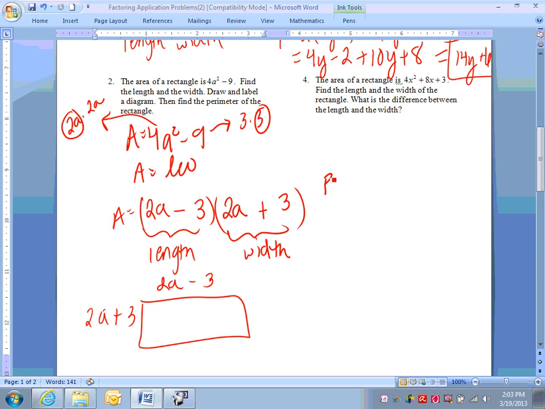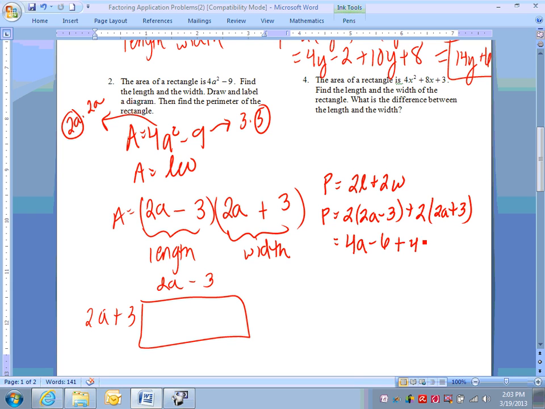Well, we know that perimeter equals 2 times the length plus 2 times the width. Well, we just plug in what we had found in the previous steps of our problem. The length was 2a minus 3 plus 2 times the width. The width was 2a plus 3. And then we need to distribute the 2, so we get 4a minus 6 plus 4a plus 6.